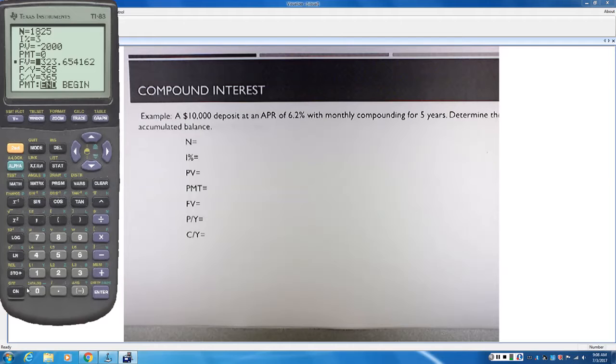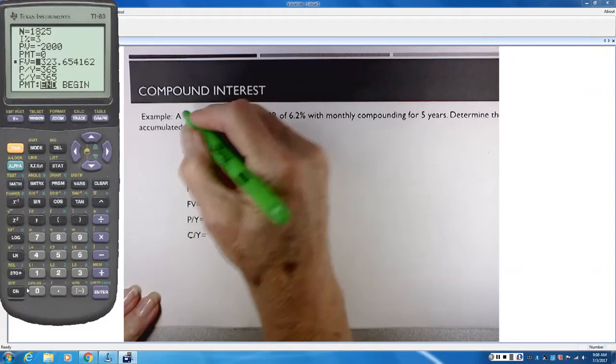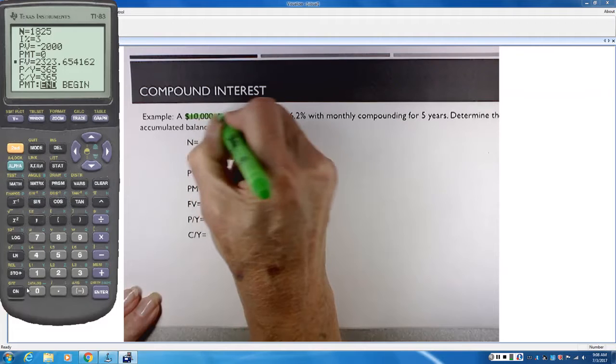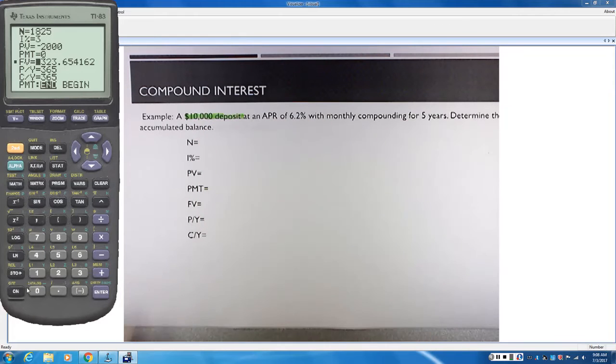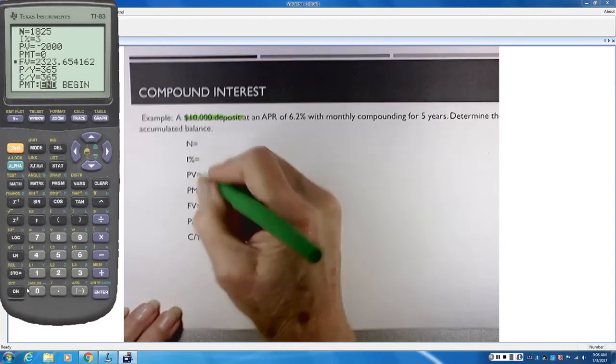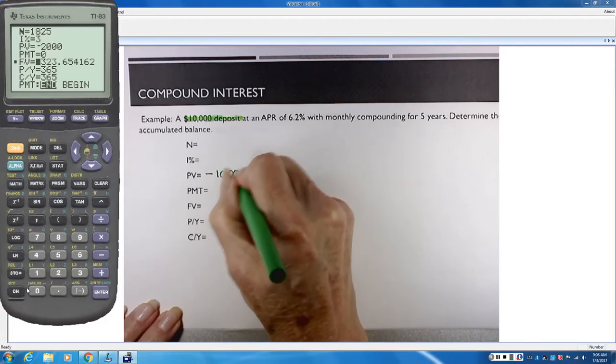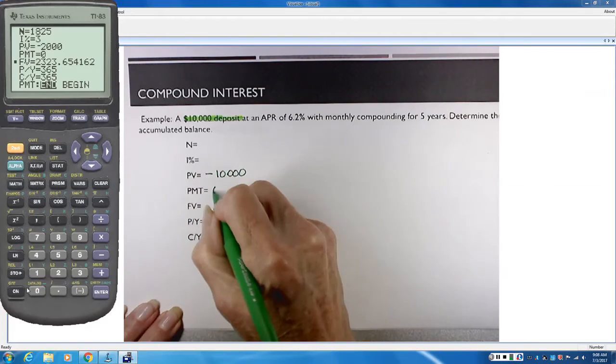Let's look at another one. We have $10,000 deposited. So that's a lump sum. Anytime it's a single deposit and not payments, that's going to be what you put in all at once and no payments. And since we're paying it out, that's going to be negative $10,000 with no payments.